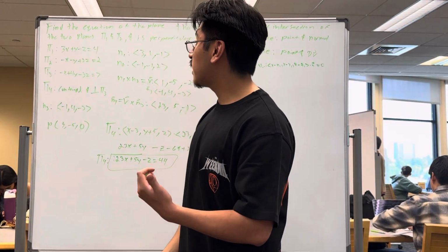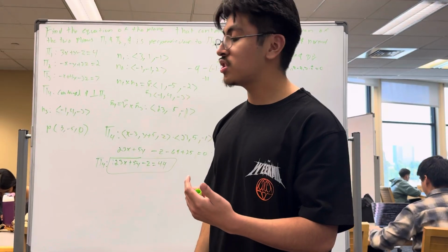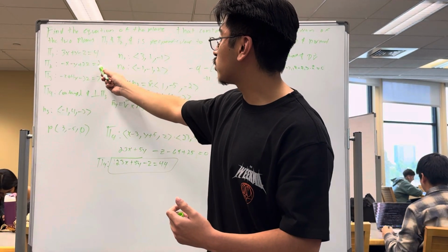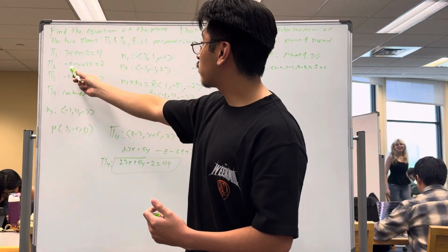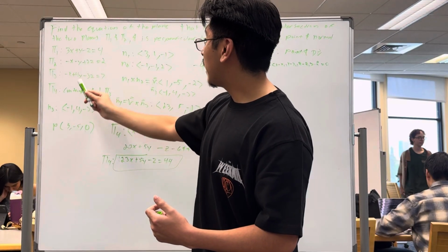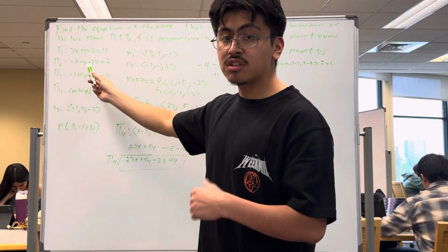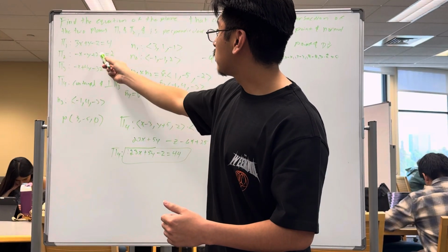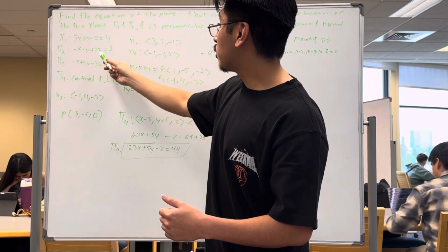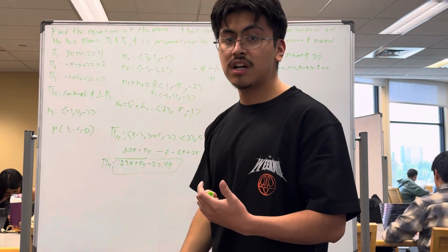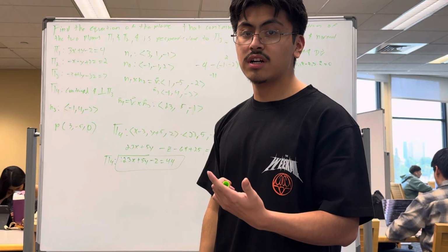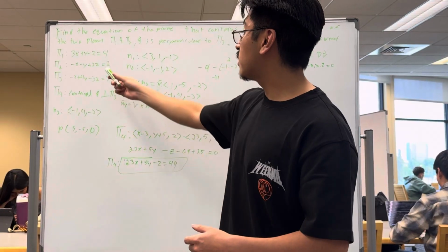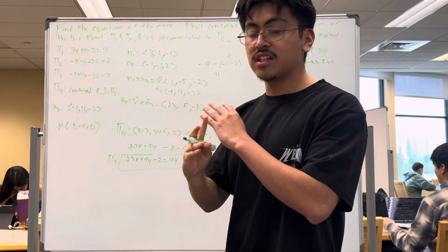But just to make sure that this satisfies the second equation, we're going to plug it in and see if this equals 2. So negative 3 minus negative 5 plus 0 equals 2, because negative 3 plus 5 equals 2. So we know that our point is on both planes.